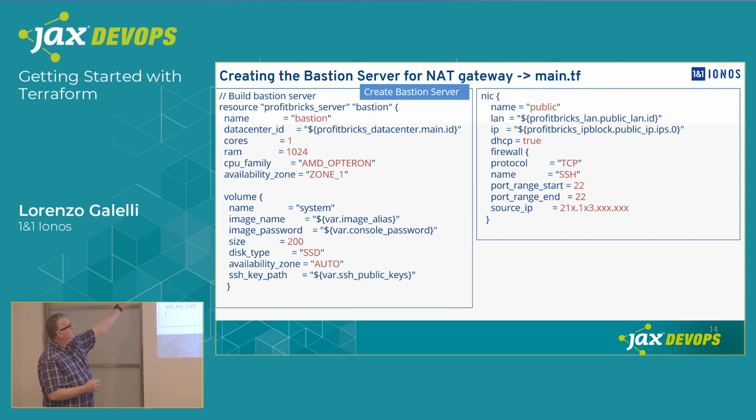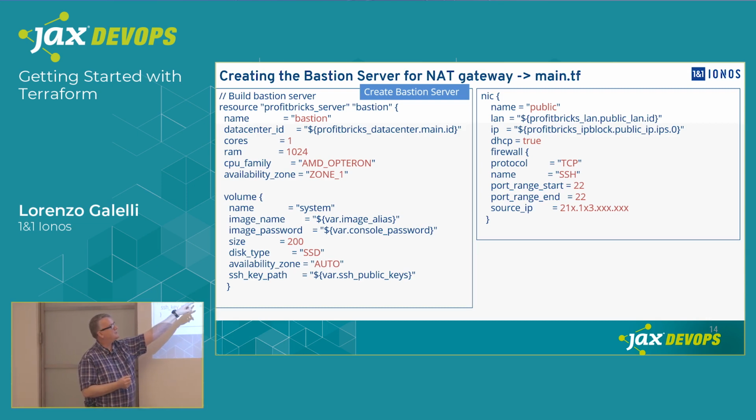We're going to create a volume. This is going to be a system volume, which is going to be the boot disk, obviously. We'll use the image name, so it's back to the image alias, which was that CentOS version. And we'll then pass the console password into the image as well.